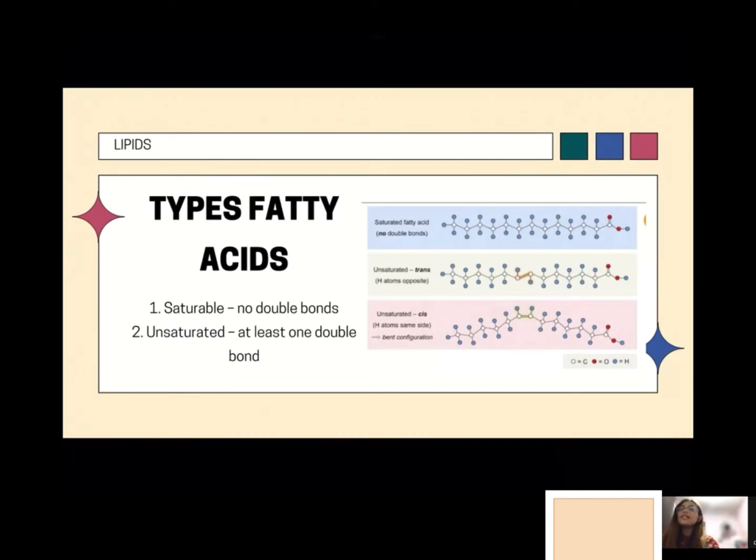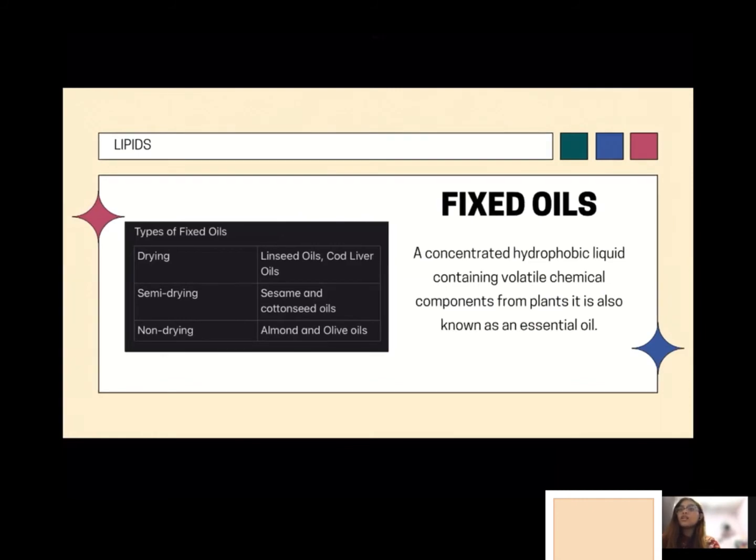So let us continue with the fixed oils. Fixed oil is a concentrated hydrophobic liquid containing volatile chemical components from plants. It is also known as an essential oil. We have the types of fixed oils: drying, semi-drying, and non-drying. For drying, we have linseed oil and cod liver oil. For semi-drying, we have sesame and cottonseed oils. And lastly, almond and olive oils are under the non-drying type of fixed oils.